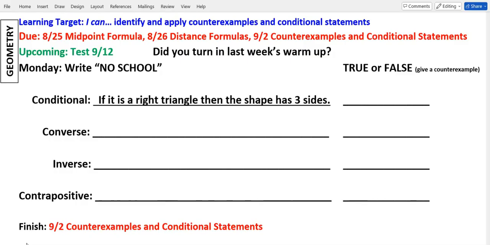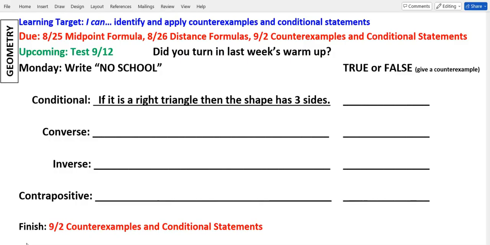But if you forgot over the 3-day weekend what these are, this is our warm up to remind ourselves, right? So first things first, y'all know the conditional is an if then statement. If it is a right triangle, then the shape has 3 sides. Yes, I do want y'all writing sentences on this warm up because you have to write sentences for the assignment. You got to be able to write the sentences, okay?